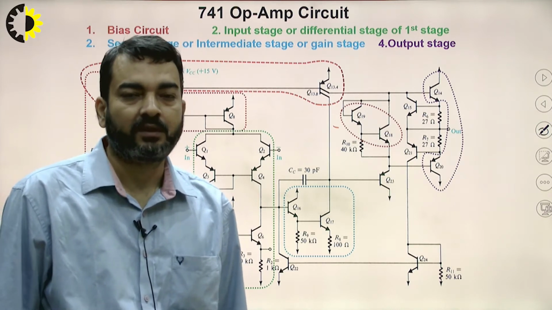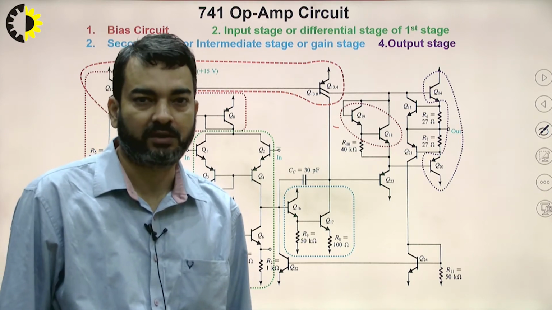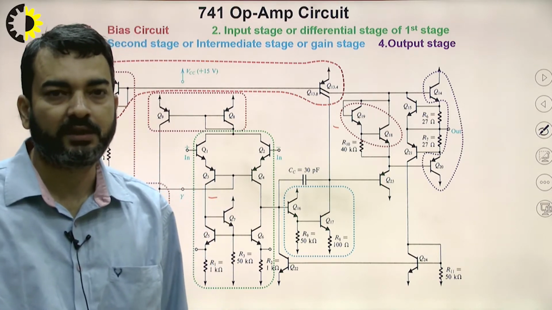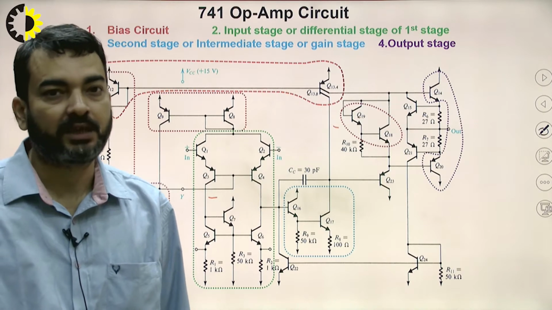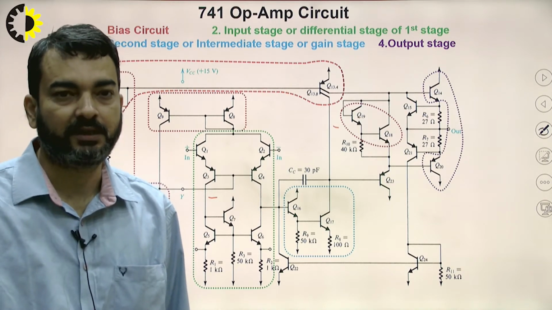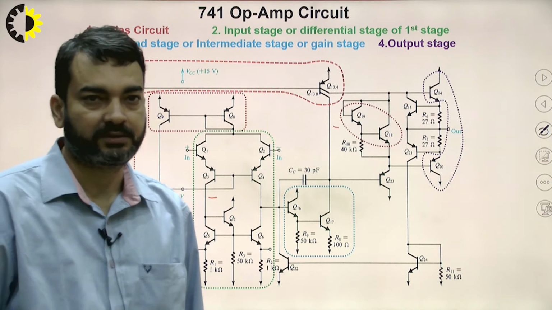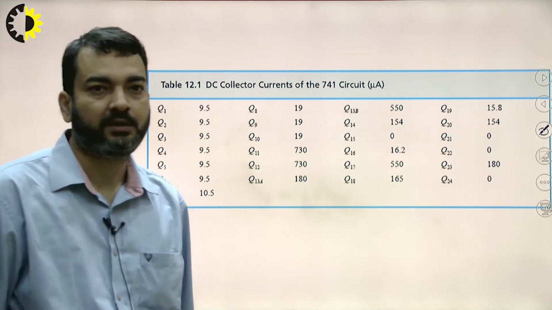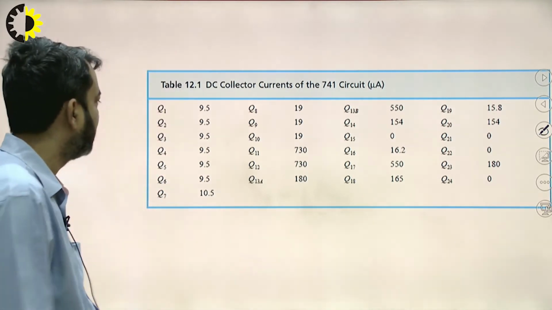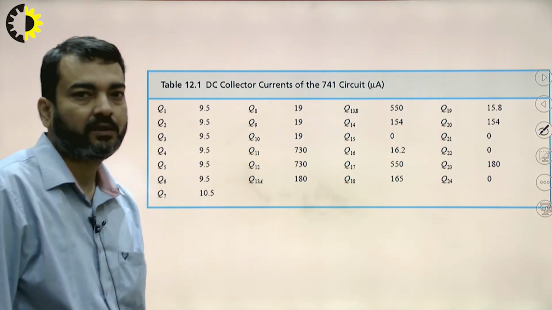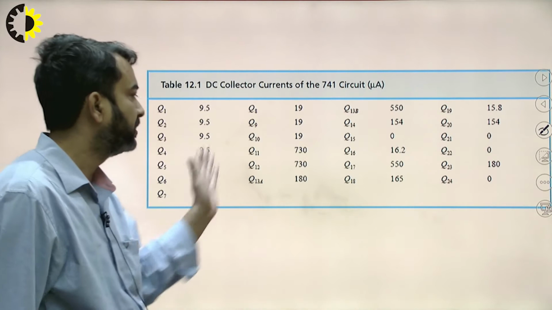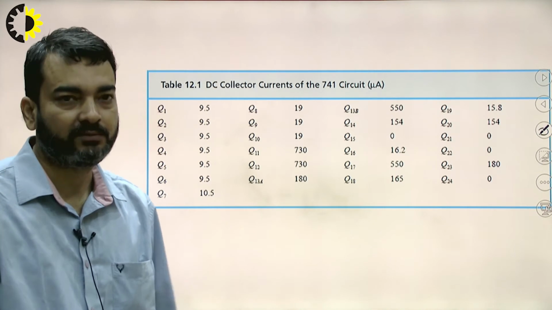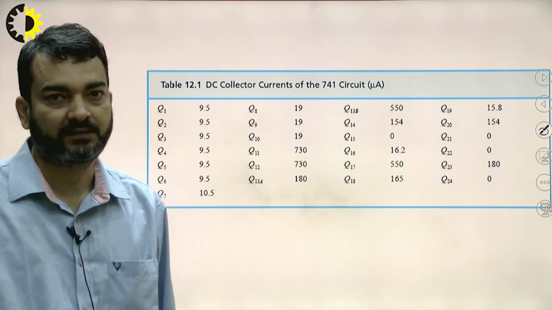In the same way, we can calculate the resistance R0, connected from collector to emitter. For calculating all these parameters, we must have an idea of the bias current, that is, the collector current of all the transistors. So this is the summary where all the collector currents of the different transistors Q1, Q2, Q3, Q4 are mentioned. With the help of these DC collector currents, we have calculated different parameters of various transistors of the 741 IC.